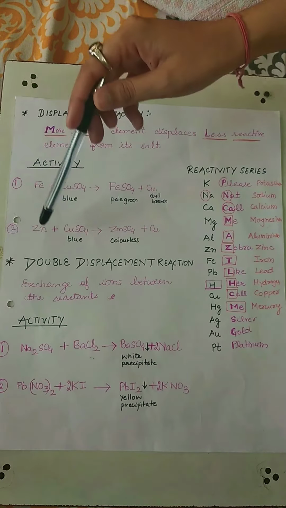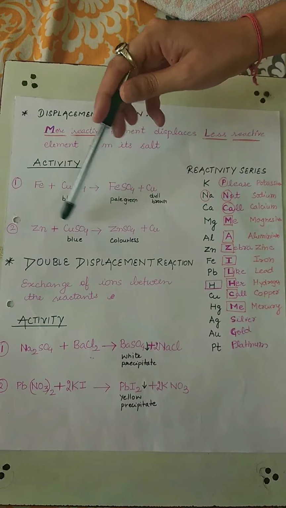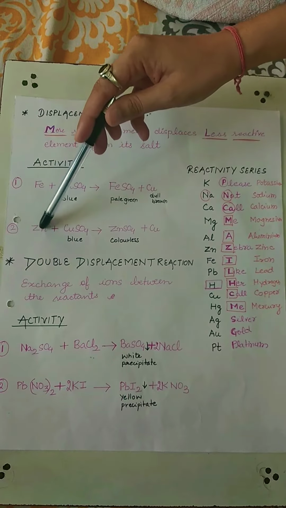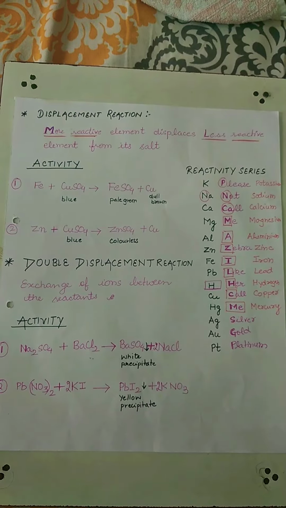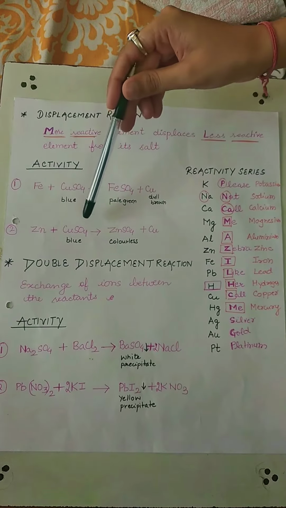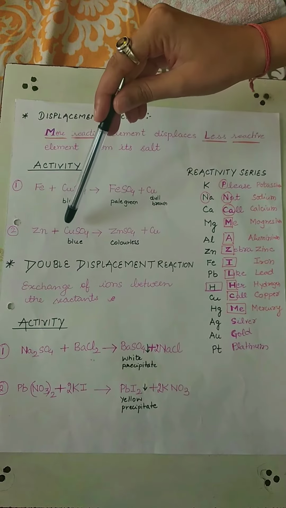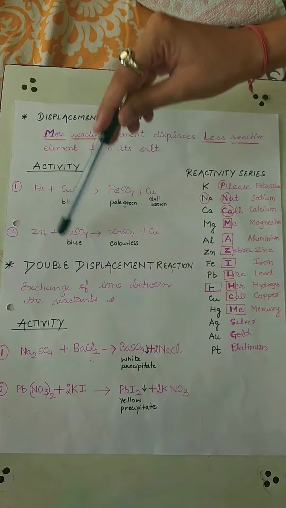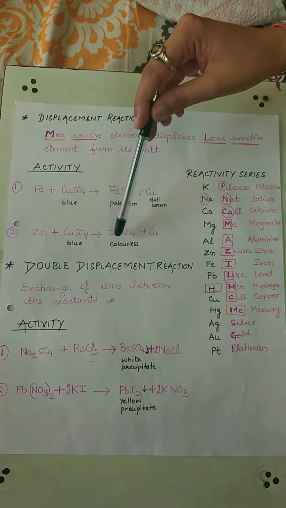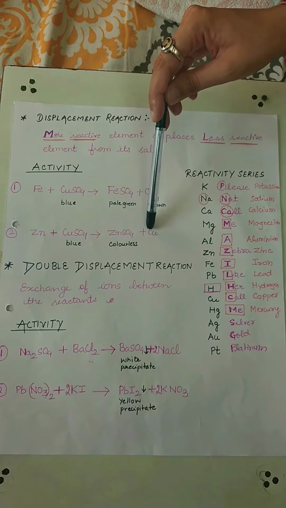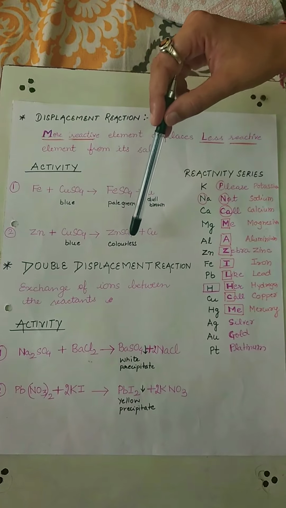Secondly, zinc plus copper sulfate. Zinc granules are grey in color. Zinc plus copper sulfate: zinc will displace copper from its salt and will form zinc sulfate plus copper. Zinc sulfate is colorless.